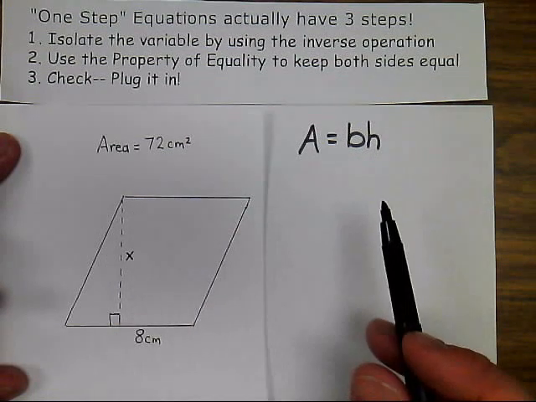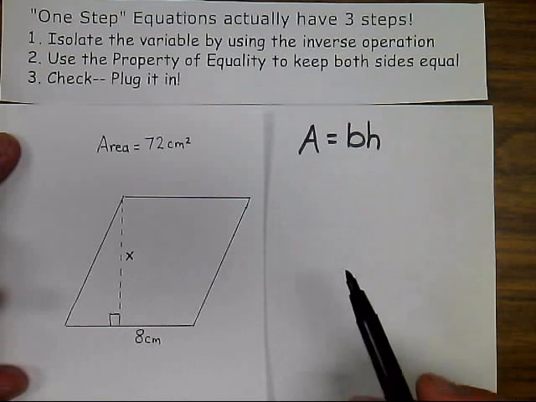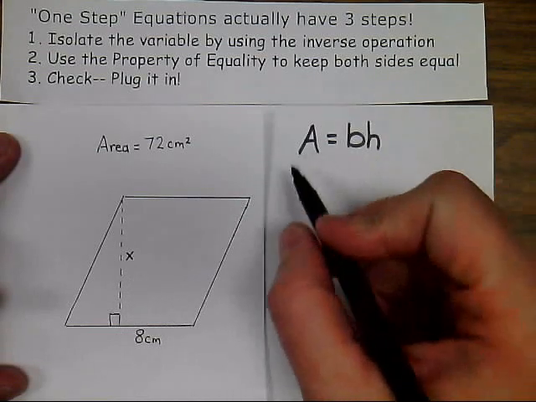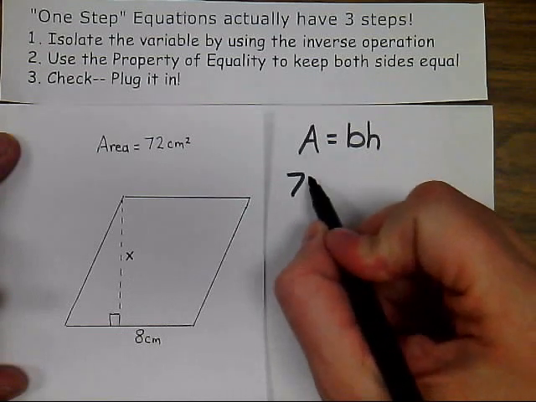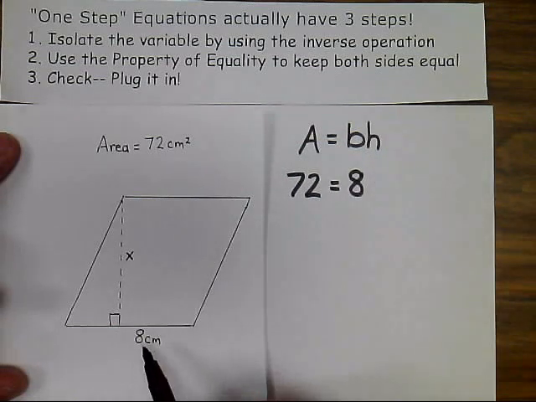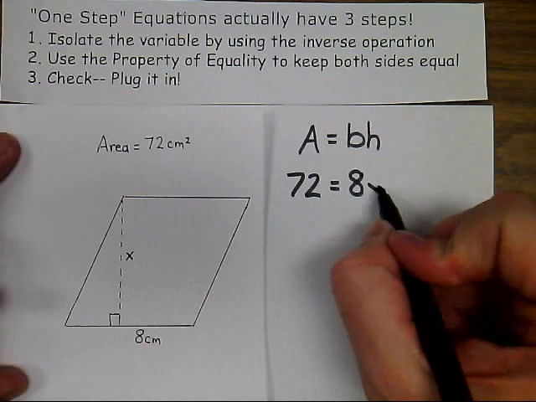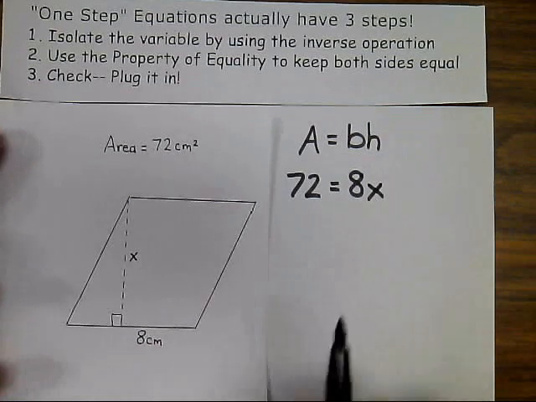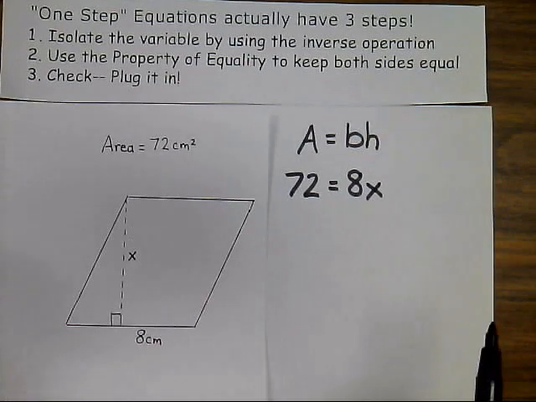So I have three terms in my expression that I can substitute. My area would be my 72. My base, which is known, is 8. And since I'm multiplying that 8 times x, I'm going to write it as a coefficient. So my equation is 72 equals 8x.